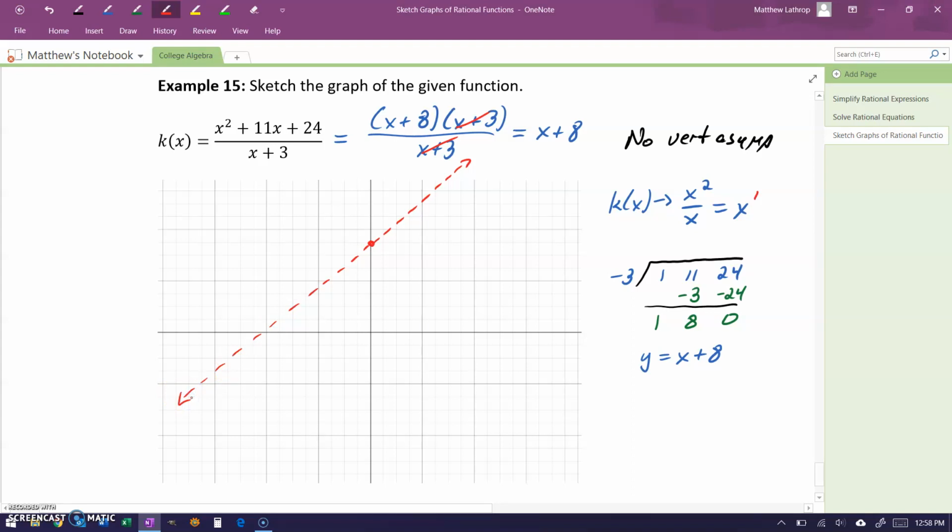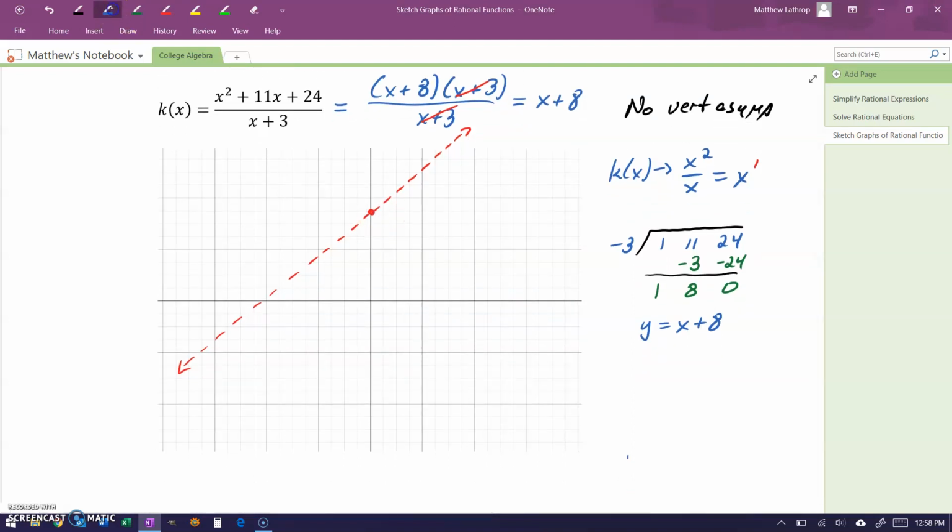We also can see that our function k of x reduced to just x plus 8, which is a linear function. So it's actually going to be a direct map over that oblique asymptote in this case. So here that asymptote and the line itself are exactly identical to each other. The one difference will be, since negative 3 is still a restricted value for our domain, we'll have an open circle at negative 3.